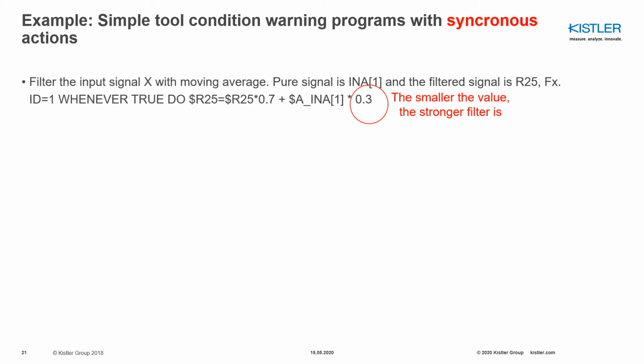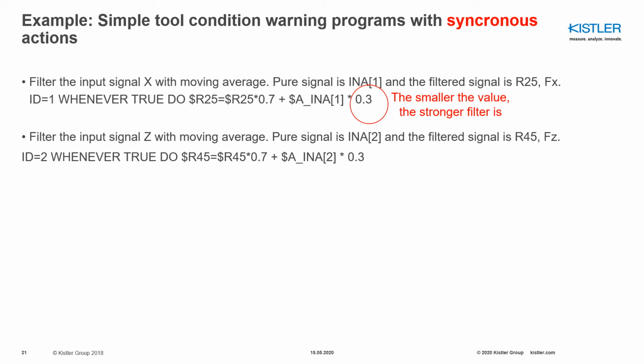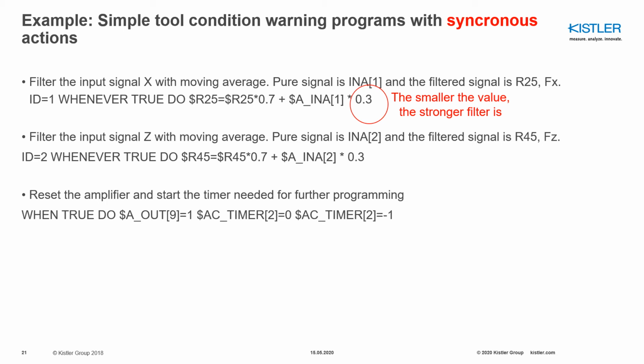So the summation of these two parameters should be 1. You can do the same thing with other signals, of course. And here, let us say, it is the fz. Then you need to reset the amplifier, and start and stop it during and after the measurement. You can utilize this command here. And you may need a timer due to different programming options later on, where you reset the timer here.